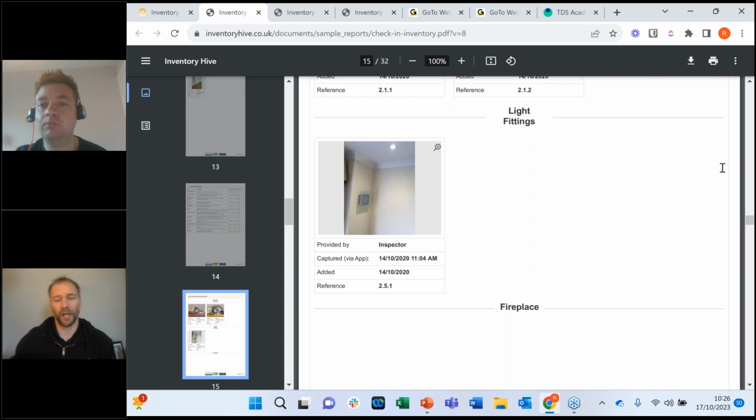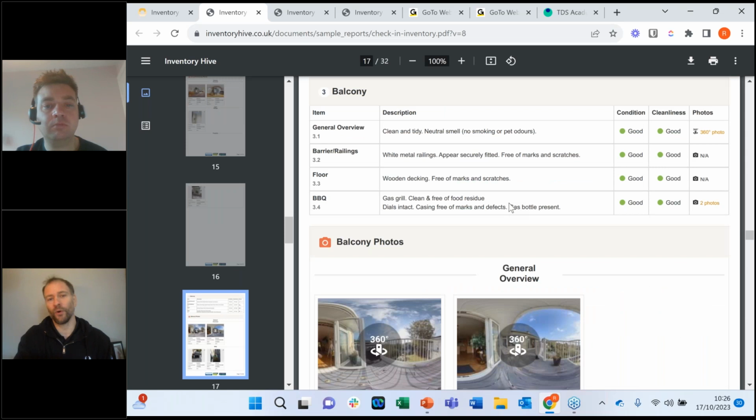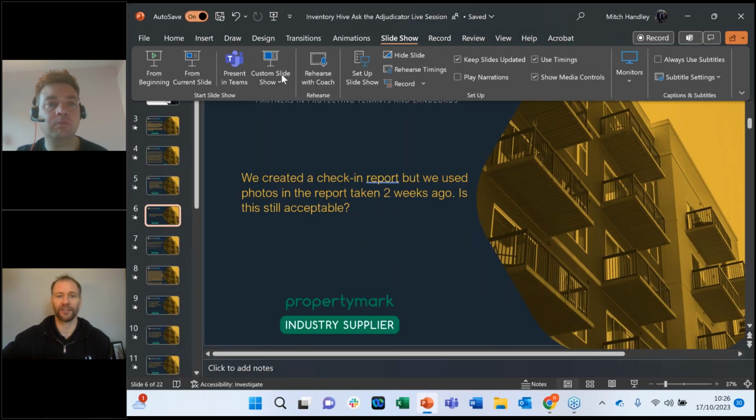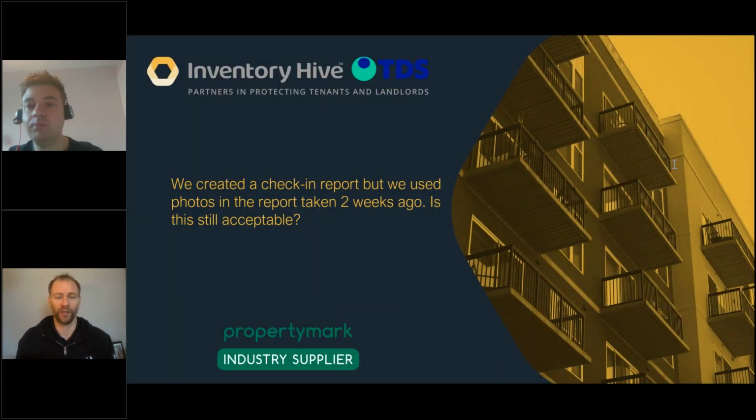Sometimes we get agents who forget to do a check-in report, so they rely on the check-out report for the previous tenancy. Well, if that was 2 weeks before, and bearing in mind that period between tenancies is normally when work is carried out, that evidence is just not going to be reliable about what that property was like right at the start of the tenancy. So as soon as possible to the start and end of the tenancy is what we're looking for.